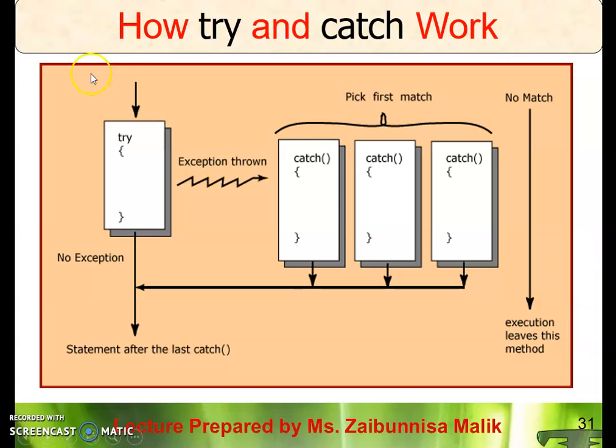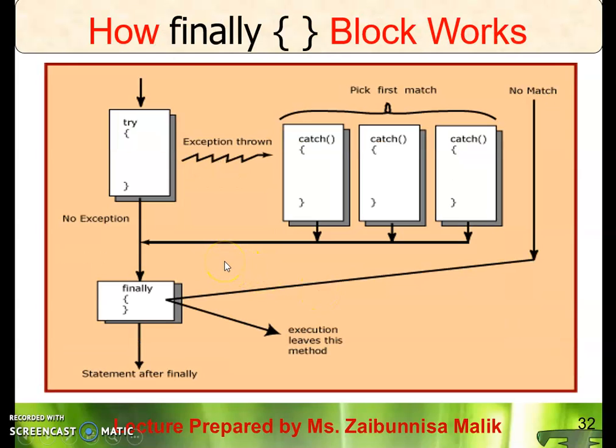So this diagram is very, very important. In your examination, if the theory question asks what is try catch, you need to draw the diagram also. So this diagram is important. Now again, I will include the finally block also into this. So this is the complete diagram. How does the finally block work? In this, again we have a try block. Multiple catch blocks are there.